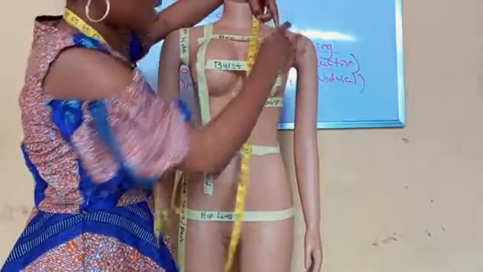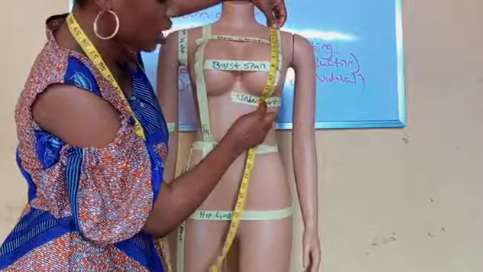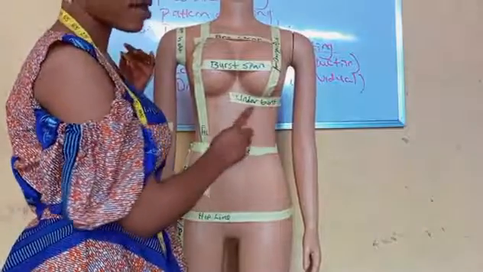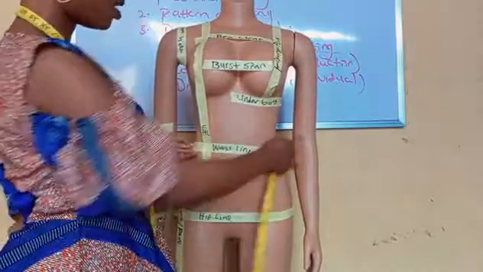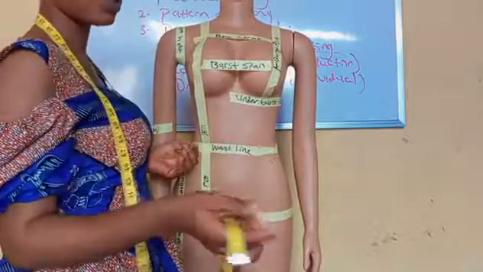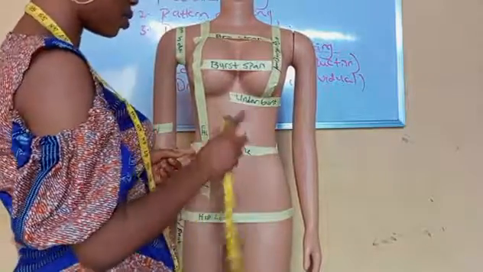Then from this shoulder here, when you bring it across to under this bust line, you call it under bust. Do you see this here? I wrote under bust here. Then on this natural waist, you can see I've written waistline here. Sometimes you can use a rope or something to tie it here so that you get the measurement.